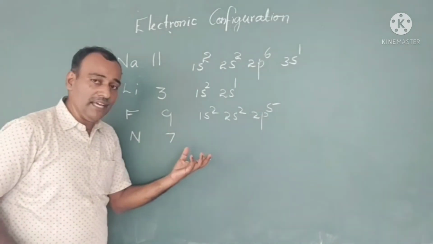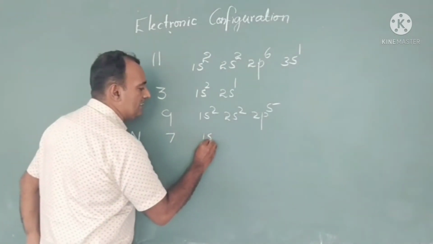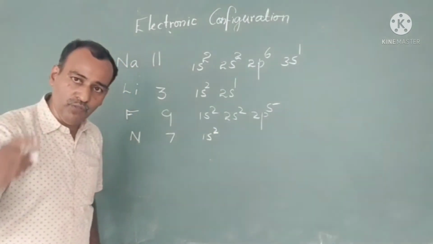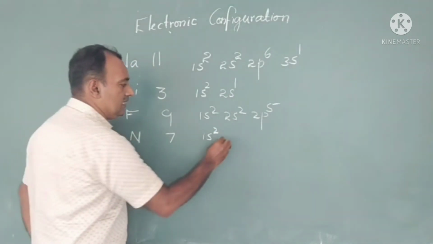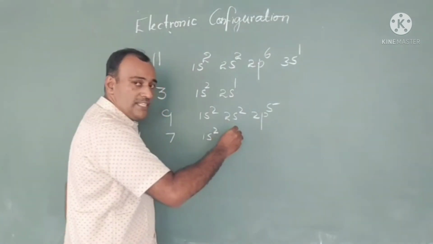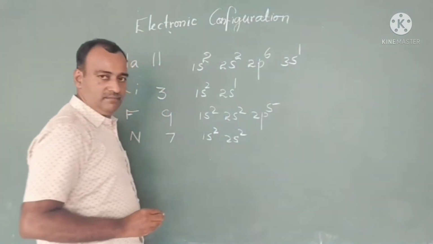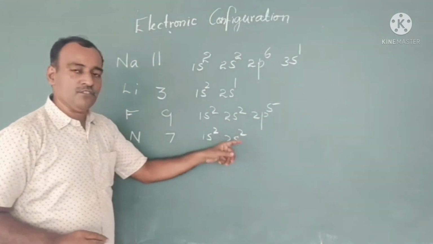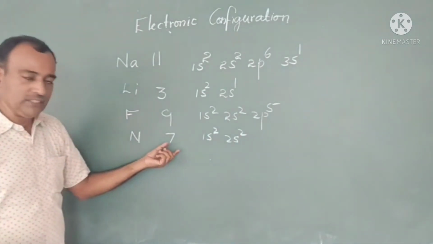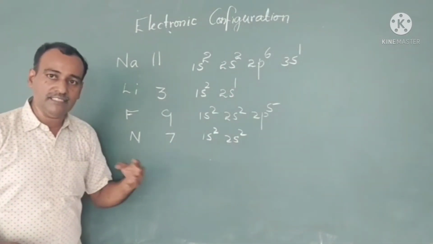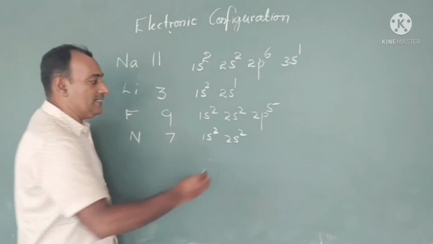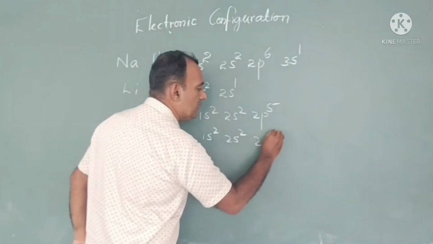So how can you write? First, 1s orbital can accommodate 2 electrons. Second energy level, that is 2s, can accommodate 2 electrons. 2 plus 2, 4 electrons over. Total is only 7 electrons. That is 3 more electrons are remaining. Where will they go? They will go to 2p3.